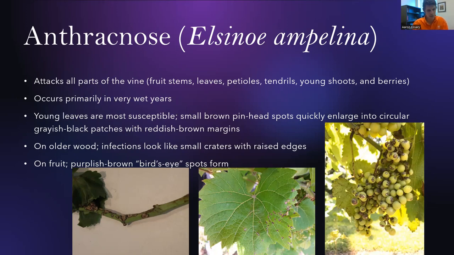And bird's eye spot is kind of the nickname, I guess some people say. But anthracnose is always circular. On older wood, infections can look like small craters. On the bottom left is a picture of some green tissue, but it's like a sunken crater. Not to be confused with phomopsis, which is elongated. But anthracnose is circular, brown, and sunken. It's good to be able to identify these so you know what to spray, even though if you see it, it's too late to spray, but this is what it looks like nonetheless.